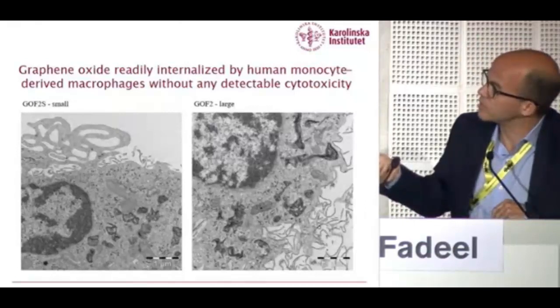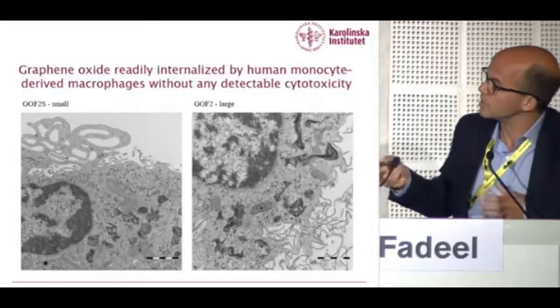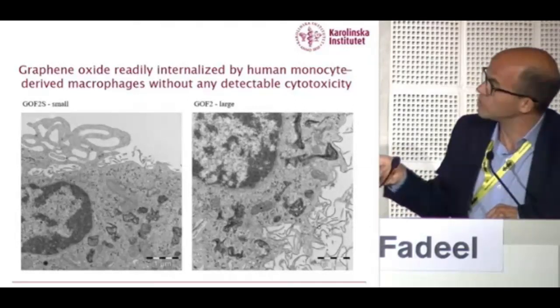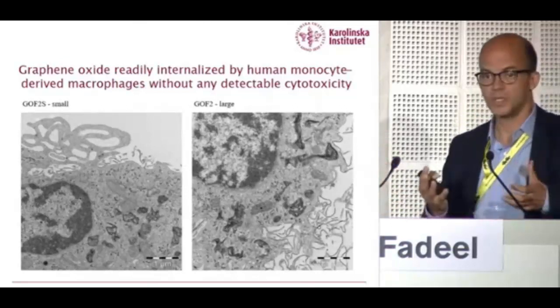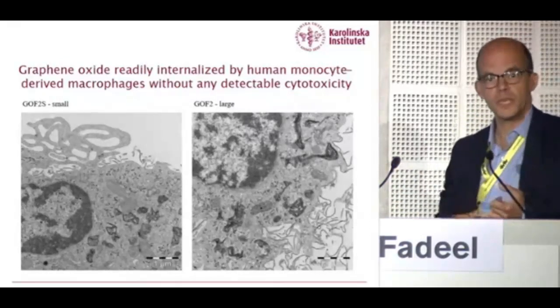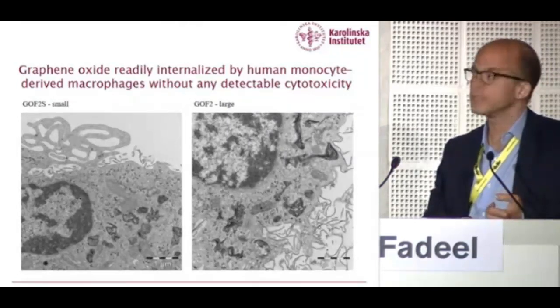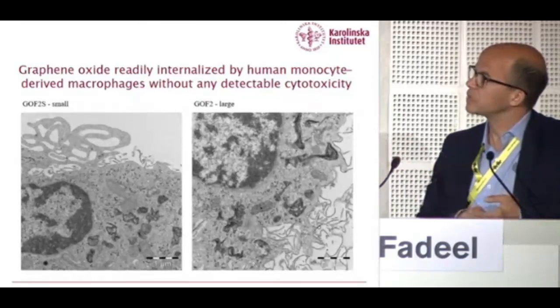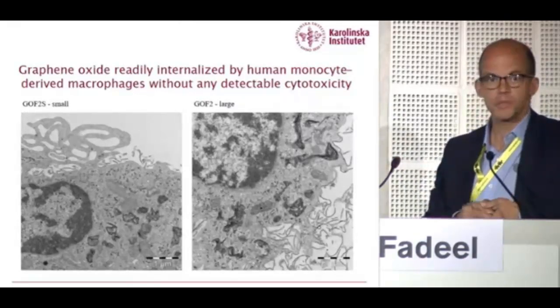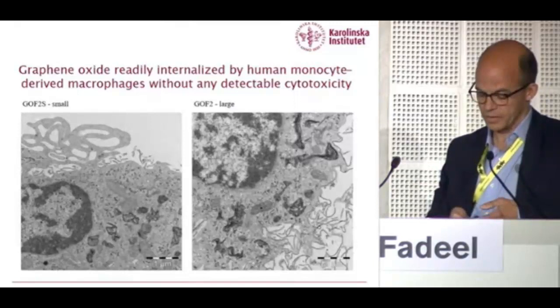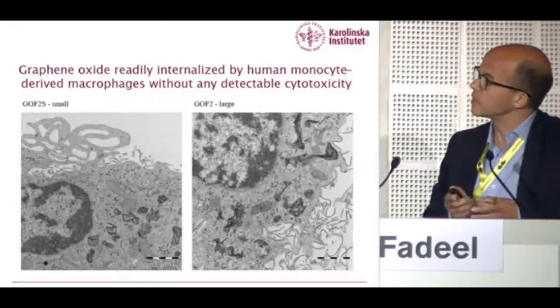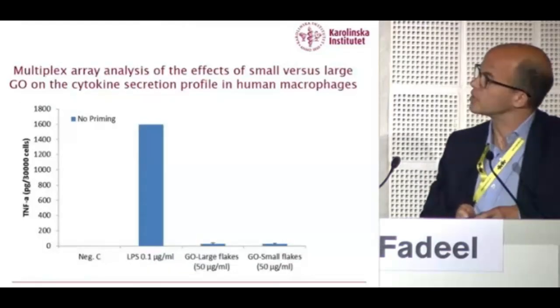And you may appreciate that there are packages of graphene oxide like accordions compressed into vesicles within the cell. And this is also true for the large graphene oxide flakes. So we see internalization. We don't see any signs of toxicity, and this is up to 100 microgram per ml, neither by ultrastructural features, by electron microscopy, or by Alamar blue assay, for instance. So large and small graphene oxide flakes in this cell model are both non-toxic.